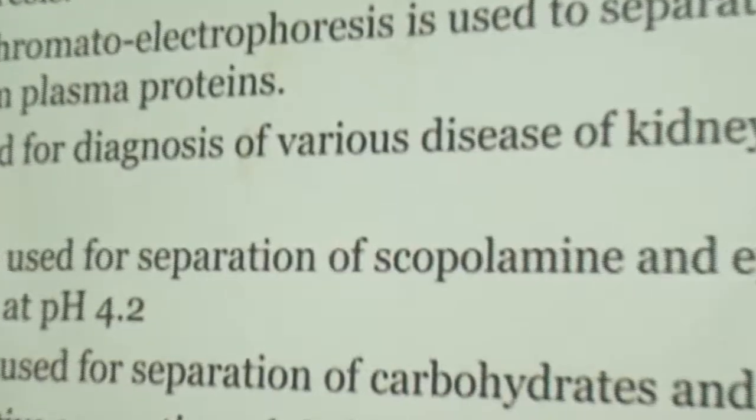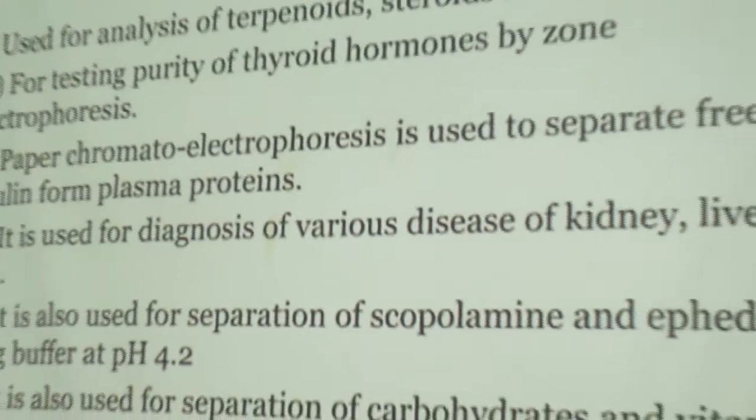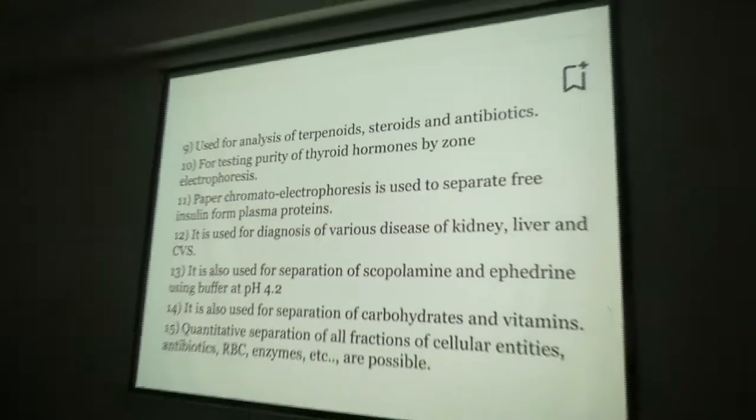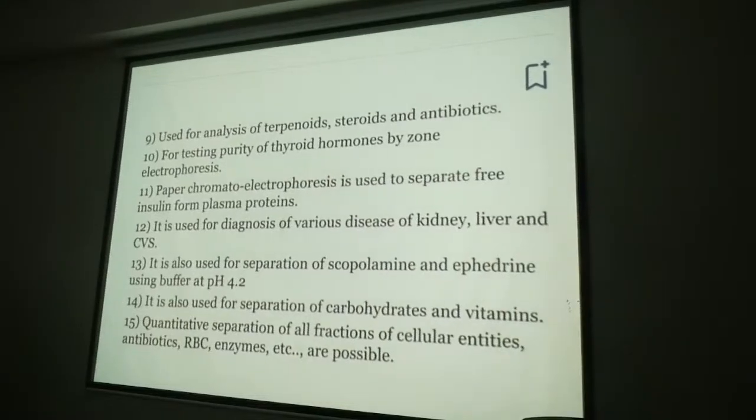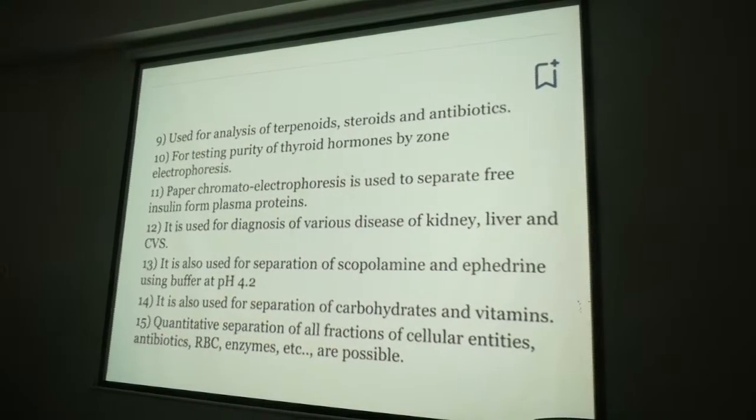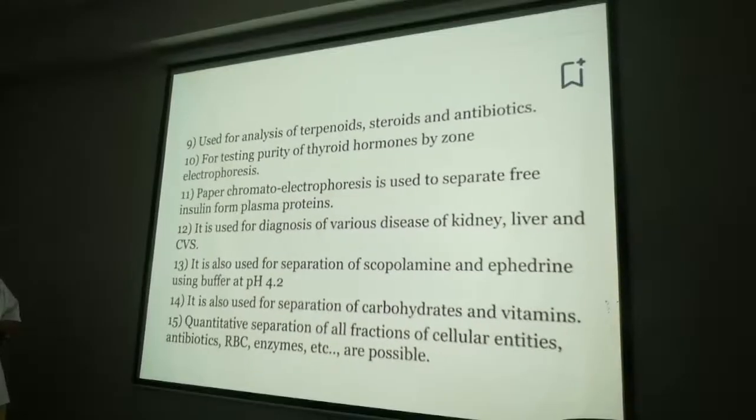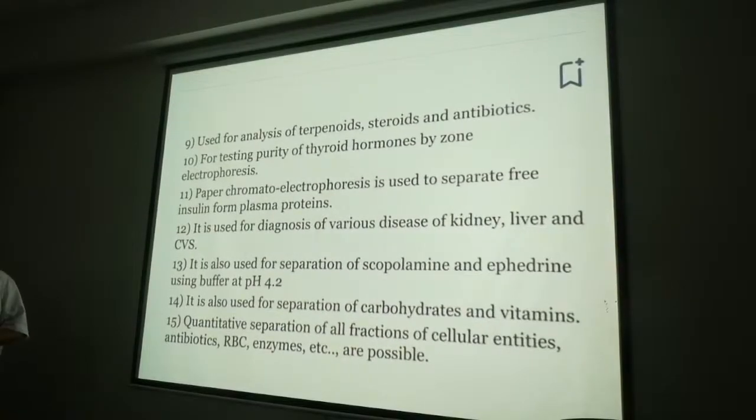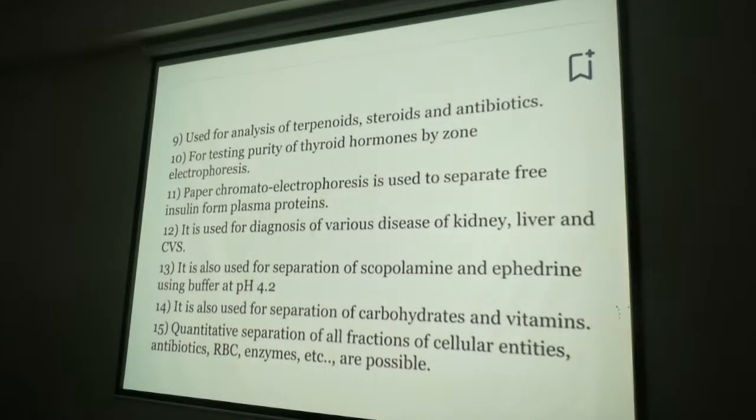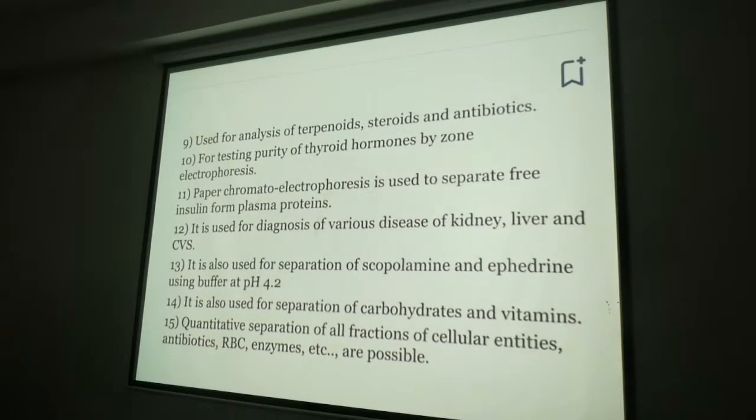Electrophoresis in combination with autoradiography is used to study the binding of iron to serum proteins. Used to analyze the steroid and antibiotics, for testing the purity of thyroid hormones by zone electrophoresis. Paper chromatography and electrophoresis is used to separate the free insulin from plasma proteins. It is used for diagnosis of various diseases of kidney, liver, and CVS, cardiovascular system.